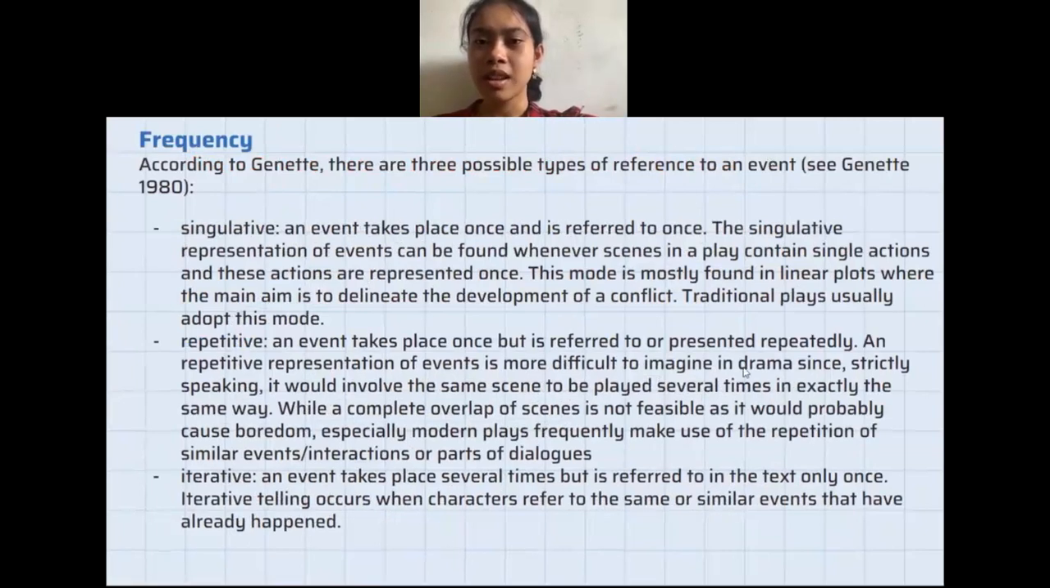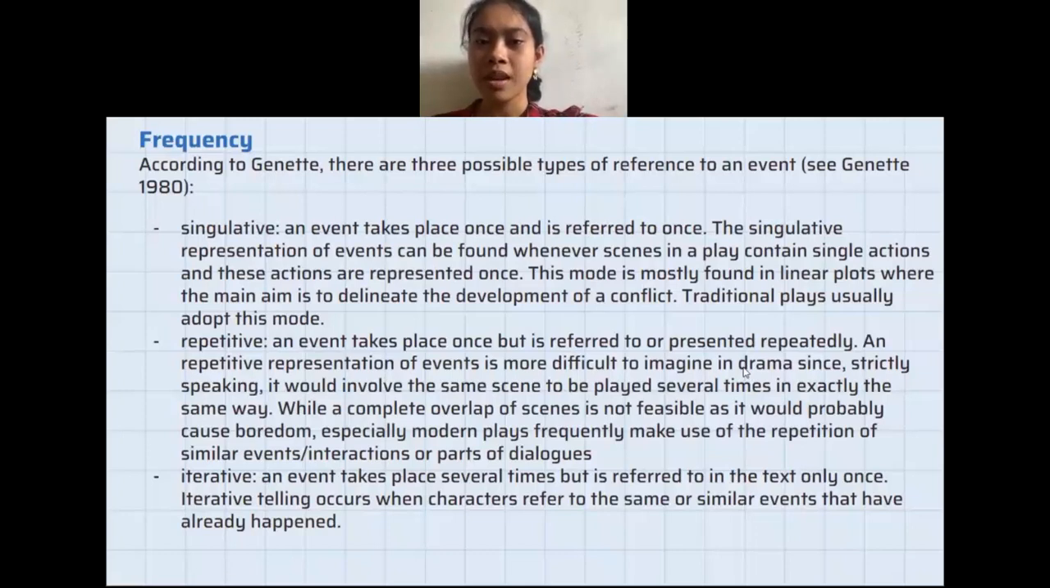Frequency. According to Genette, there are three possible types of reference to an event. Number one, singulative. An event takes place once and is referred to once. The singulative representation of events can be found whenever a scene in a play contains a single action, and these actions are represented once. This mode is mostly found in linear plots, where the main aim is to delineate the development of a conflict. Traditional plays usually adopt this mode.